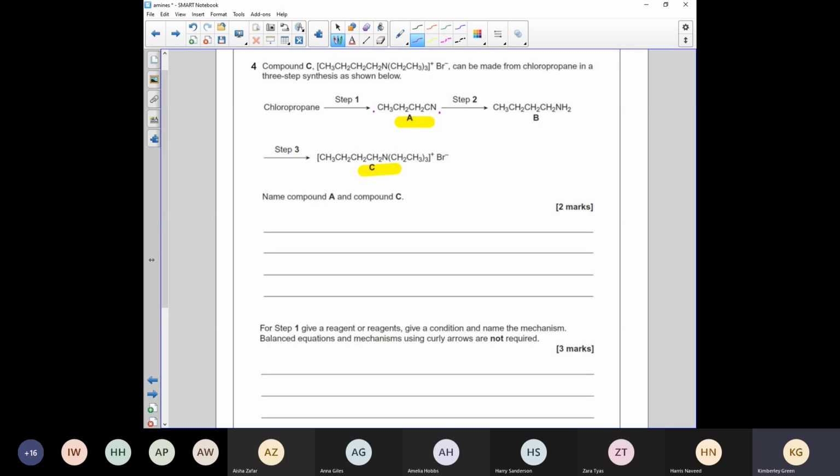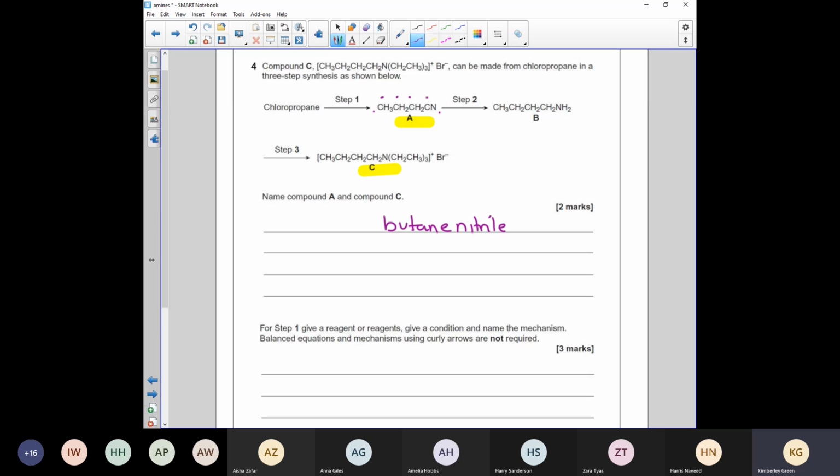Right, compound A, let's just deal with that one because it's quite nice. So we've got a C triple bond N. So we've got a nitrile. I've got 1, 2, 3, 4 carbons. So I've got butanenitrile.